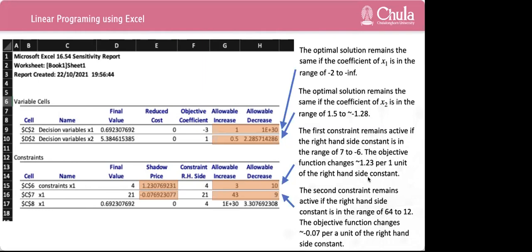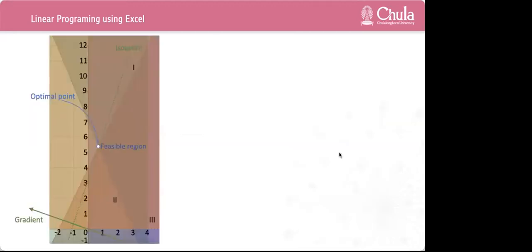For example, for this one, you see the objective function changes approximately 1.23 per 1 unit of the right hand side constraint. And for the second one, because this constraint is active, if we change the right hand side of the constraint, the objective function changes approximately minus 0.07 per unit of the right hand side constraint.